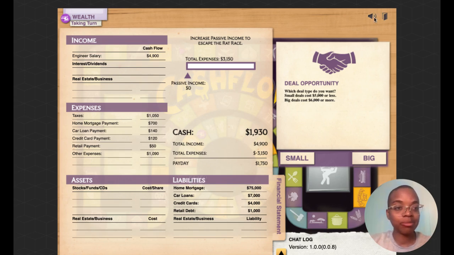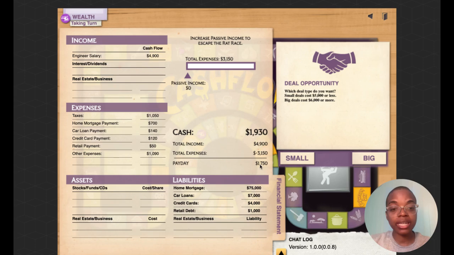I'm going to mute this just in case it's messing with the audio. But I have a deal opportunity. So this is a cool part of the game, where I can take a small deal or a big deal for certain turns, right? I had $180, and I just got paid.